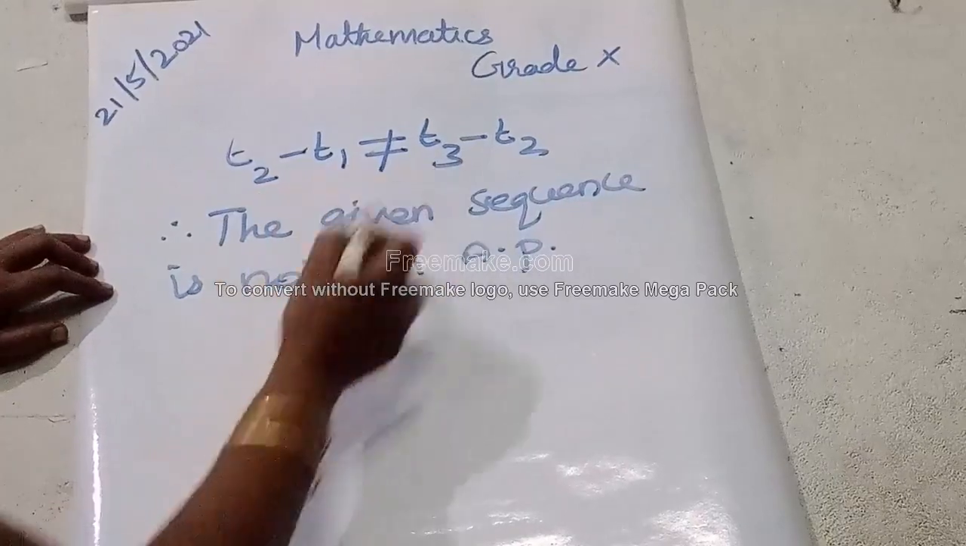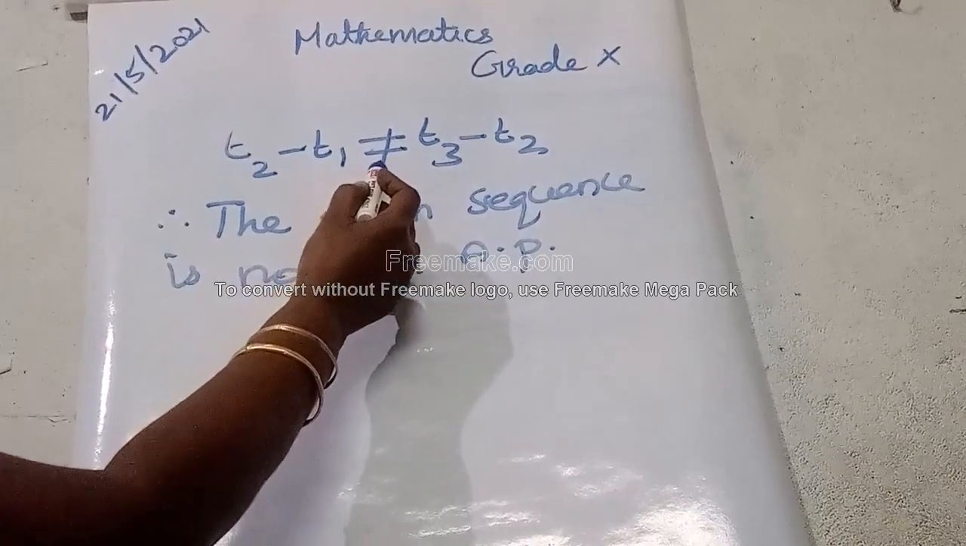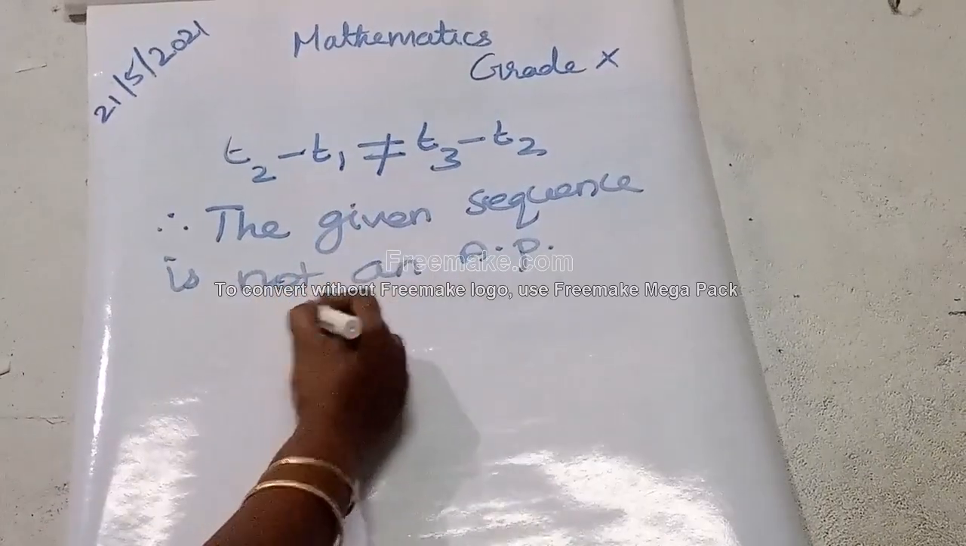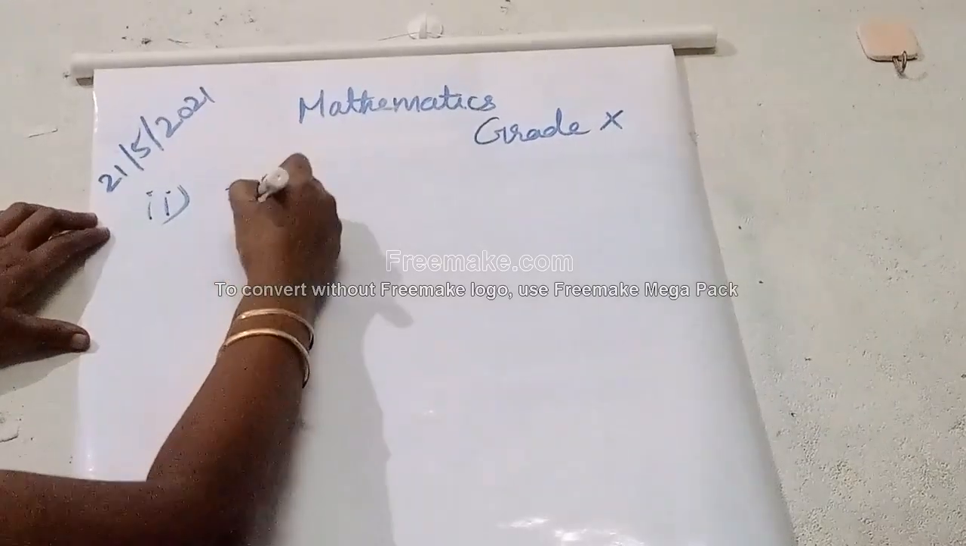If T2 minus T1 is equal to T3 minus T2, we can say it is an AP. Here we have not equal, so it is not an AP. Okay. Let's write the next question.